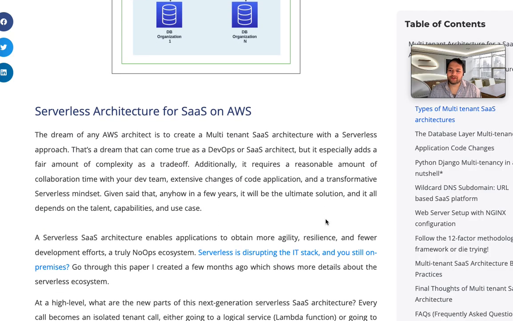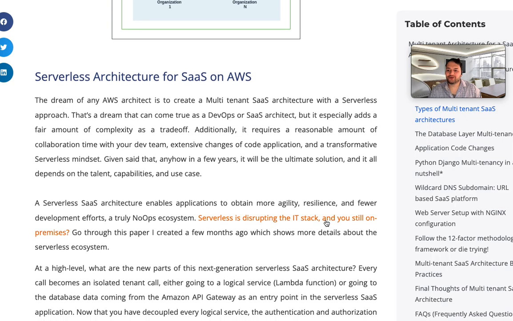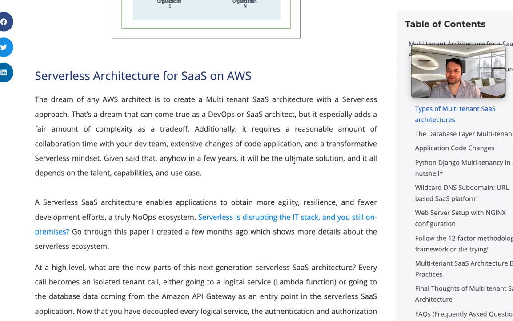Now let's talk about the serverless architecture for SaaS on AWS. The dream of any AWS architect is to create a multi-tenant SaaS architecture with a serverless approach, and that's a dream come true for a DevOps or SaaS architect, but it especially adds a fair amount of complexity as a trade-off. And additionally, it requires a reasonable amount of collaboration with your dev team, extensive changes to the code application, and a transformative serverless mindset. So that said, in a few years, it will be the solution, and it all depends on the talent, capabilities, and use case.